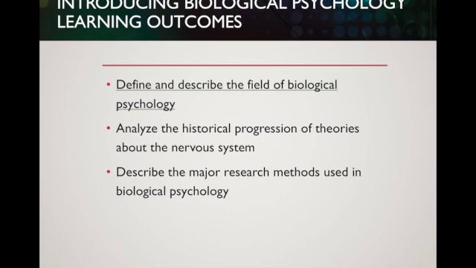So we're first going to talk about how we can define and describe the field of biological psychology, or what we sometimes call neuroscience. We're going to analyze the historical progression of theories about the nervous system. And lastly, in this module, we'll talk about the major research methods that are used in biological psychology and what that tells us about human brain function.